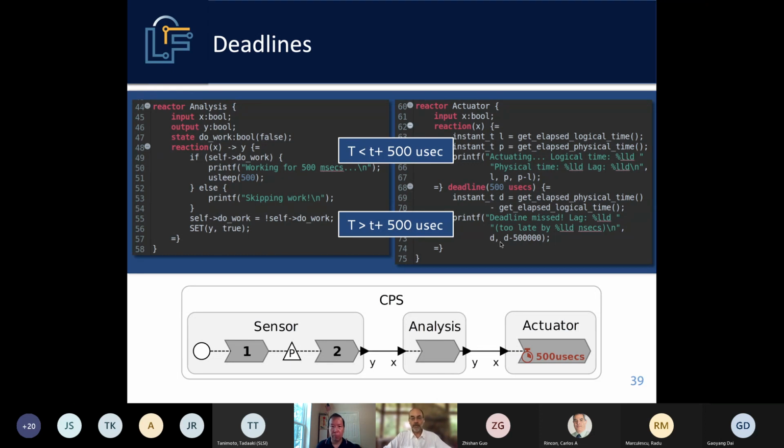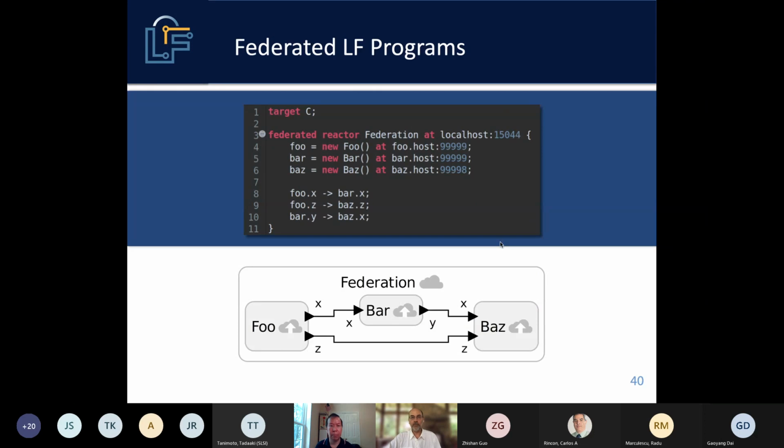And consequently, you get a controlled form of non-determinism where the program may, in fact, exhibit non-deterministic behavior where a deadline handler is invoked instead of a regular reaction. But now within the context of the program, if you have good analysis tools, for example, worst case execution time tools, you might be able to prove that the deadline handler never gets invoked on some particular physical realization.